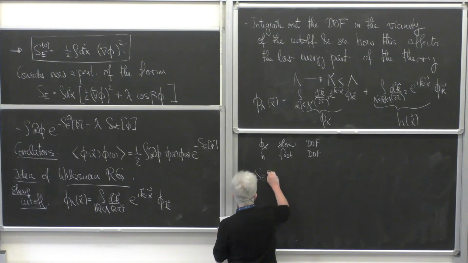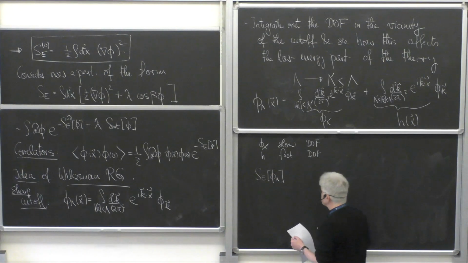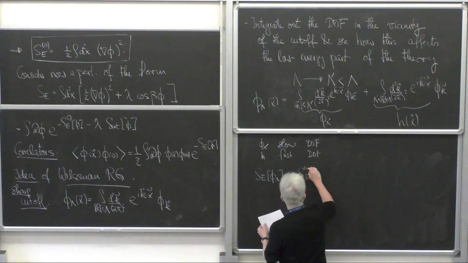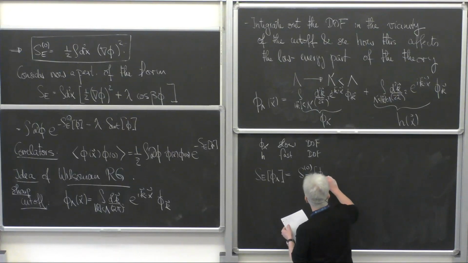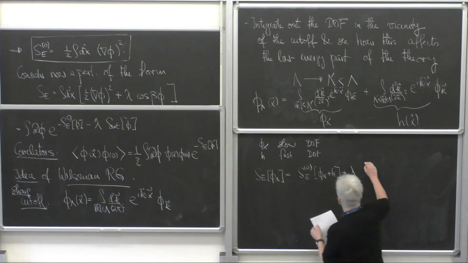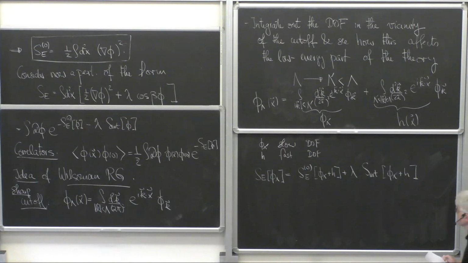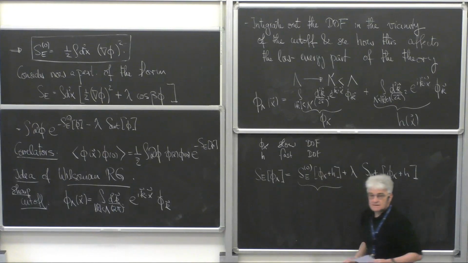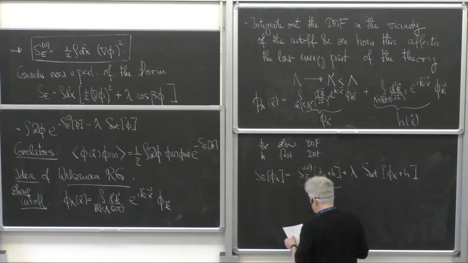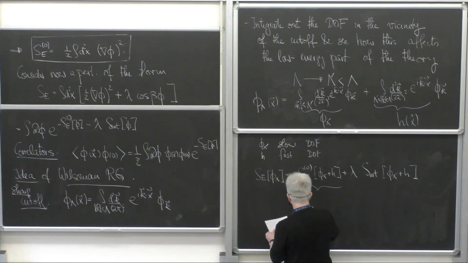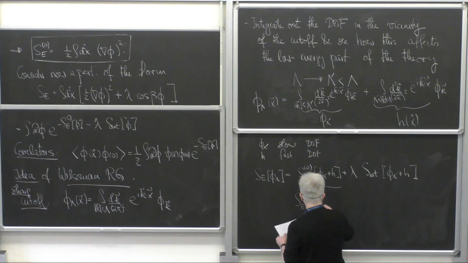Okay, now let's look at the action first. So the action depends on phi lambda, and it has a free part and the interaction part. So far I haven't done anything. So now I start doing things. This is just the Gaussian action, so 1/2 grad phi squared, and this one just becomes the sum of the Gaussian actions for phi lambda prime and h.